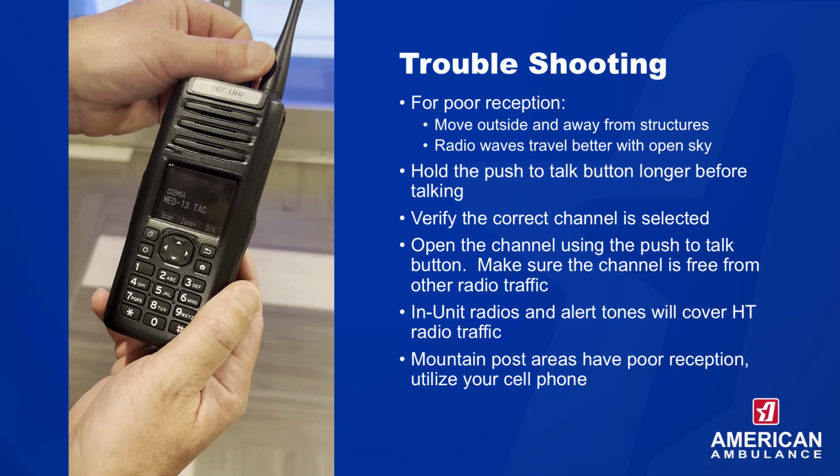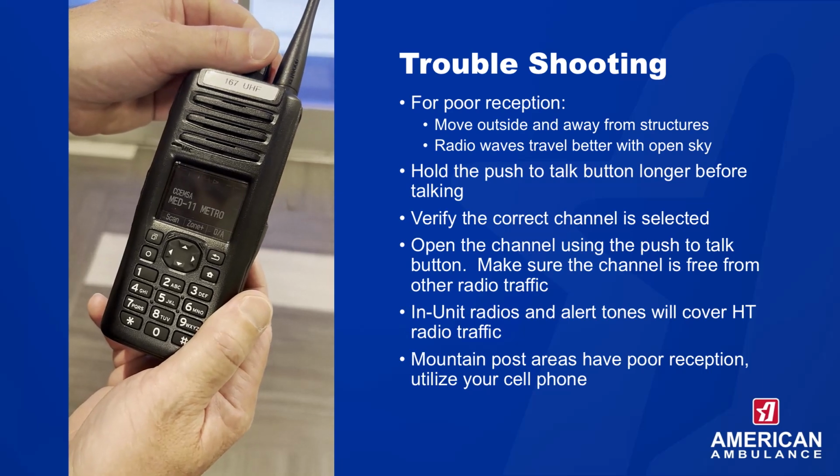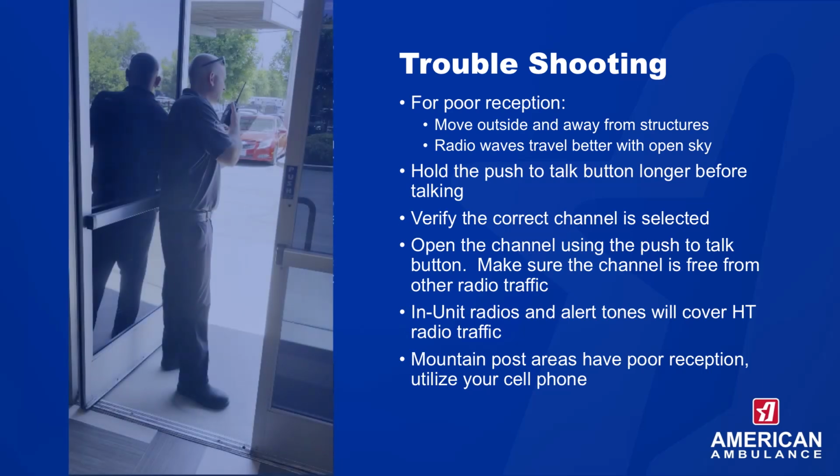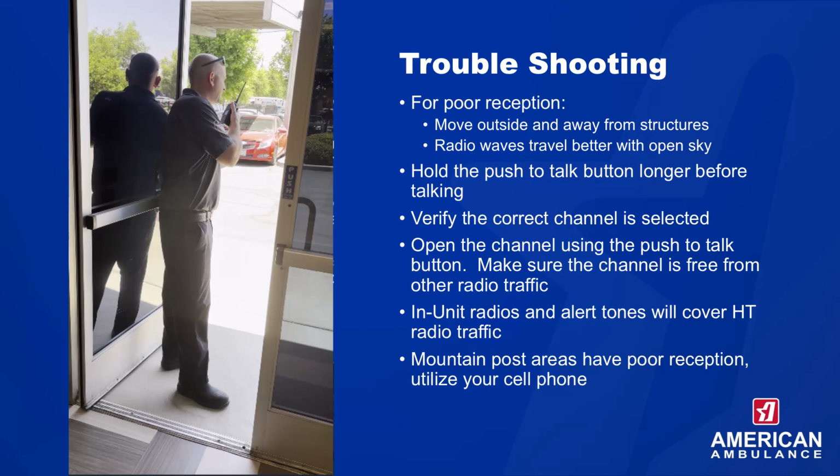If your HT is on mute or in an alert status, you will need to push the PTT button to unmute the radio before you are able to hear if there is other traffic on the channel. This will help prevent the assumption that your traffic is not being transmitted when the traffic is actually being covered by another transmission.